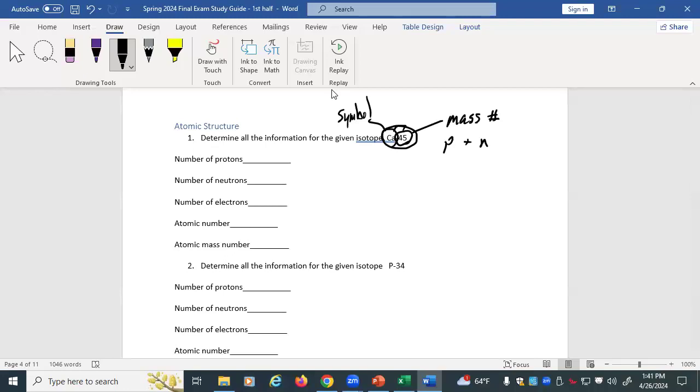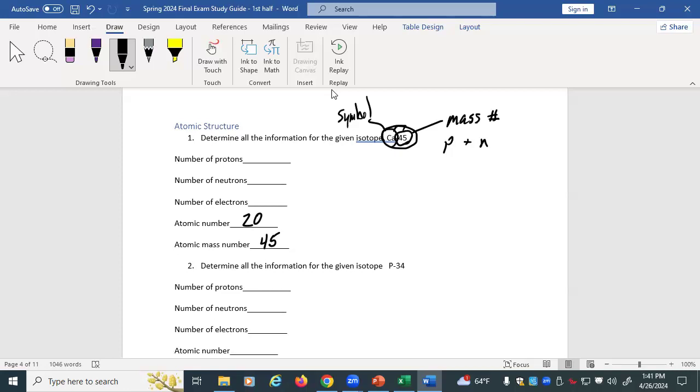So how do I break down this information? Well, I know the 45 is the mass number, so I'm going to put that in right here. I'm looking at Ca. Where on the periodic table is Ca? What element is that? Okay, it is in the group of alkaline earth metals, that's correct. What number is it? 20. Okay, that's its atomic number. From those two numbers, you can get all the rest of the information that we need.